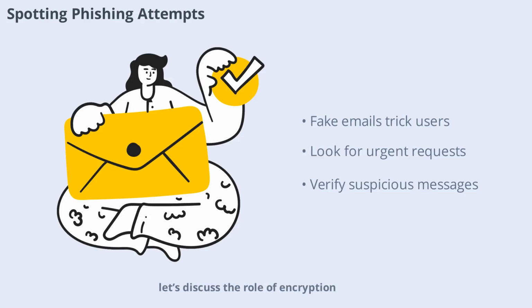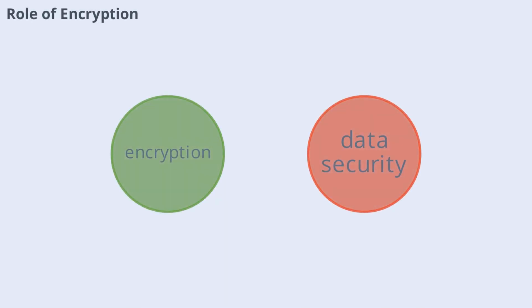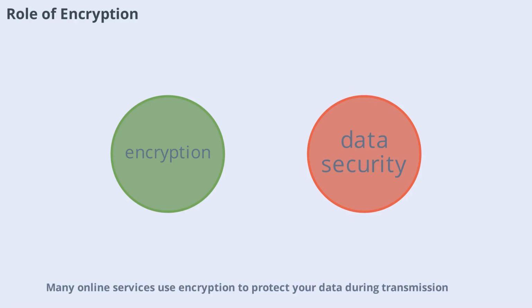Next, let's discuss the role of encryption. Encryption is the process of converting information into a code to prevent unauthorized access. Even if data is intercepted, encryption ensures it can't be read without the correct key. Many online services use encryption to protect your data during transmission, such as when shopping or banking online. Using encrypted messaging apps adds another layer of privacy.